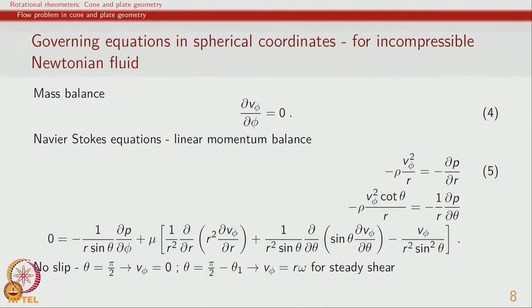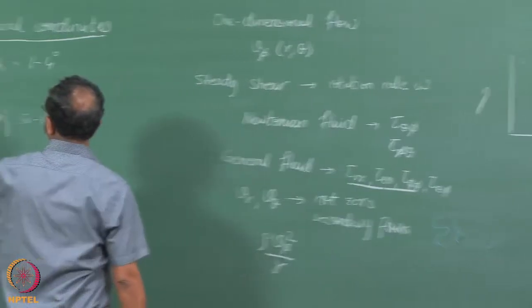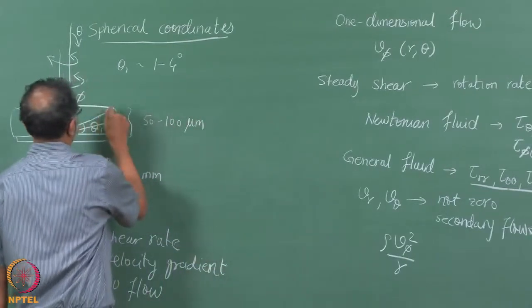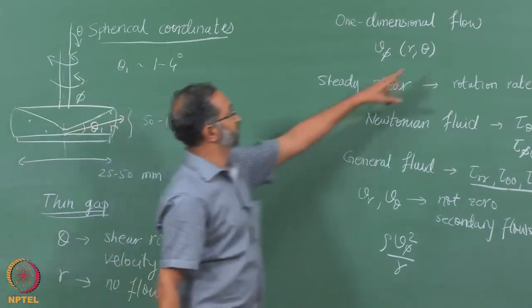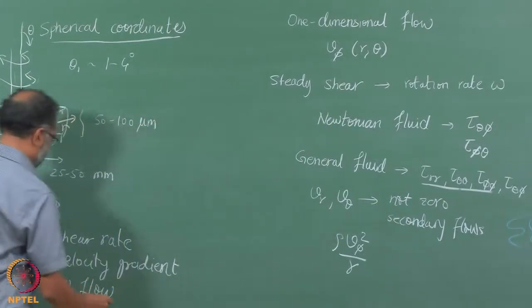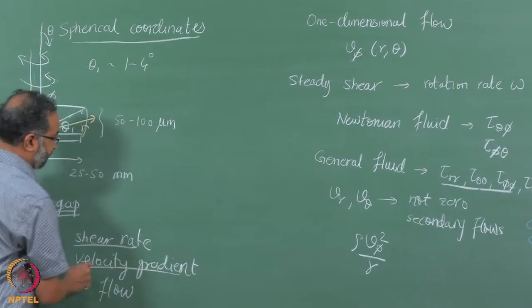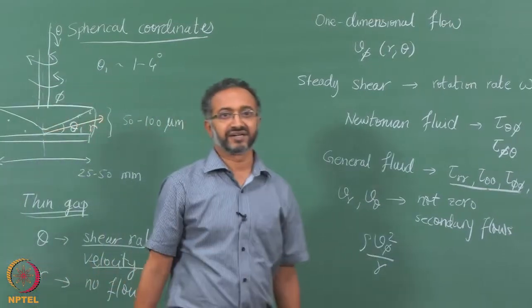So, if you look at the overall Gavani equations for cone and plate flow, and this is only for the Newtonian fluid, the mass balance is basically saying that V phi will not be a function of phi itself, and therefore, V phi will be a function of r and theta. It is a function of r because the velocity itself will be different at different radial positions, and it is a function of theta because that is the direction of shear. So, velocity gradient does exist in theta direction.